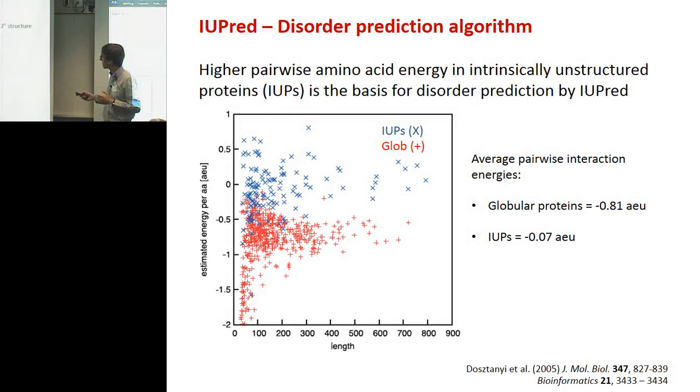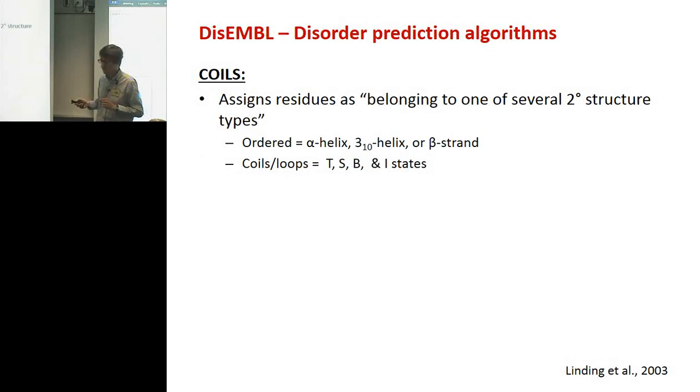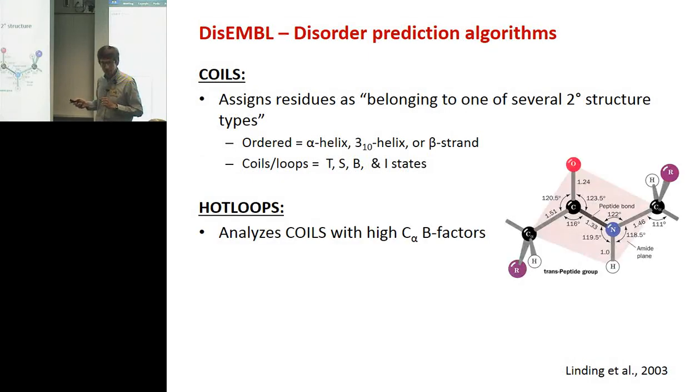In the previous algorithm, how do they calculate the energy? Do they need the structure? No, they calculate from the amino acid sequence. Then they have a neural algorithm that is also based on a calculation of the energy, based on non-crystal structures that they have. So IUPRED is a neural based approach.